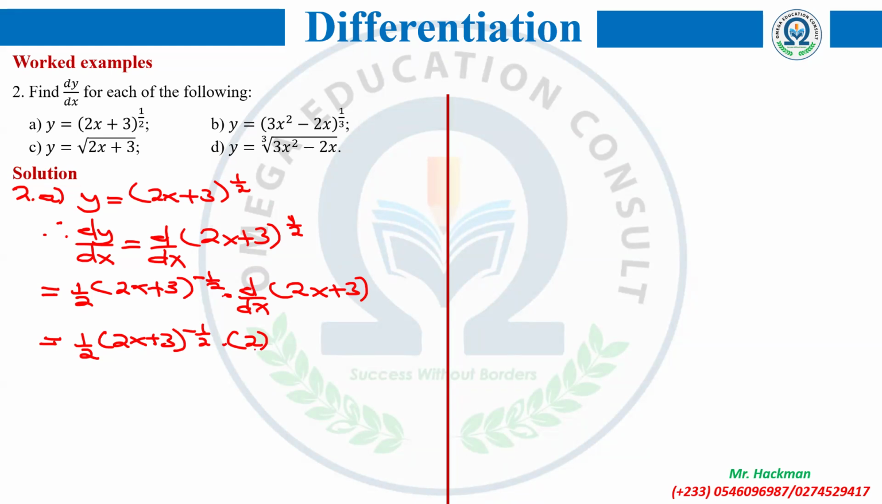And the last factor is what? 2. But the first factor and the last factor, you can multiply. So if you multiply the 2, we'll cancel this 2. So in effect, we are going to get this to be equal to what? 2x plus 3 all to the power negative half. Do you agree?